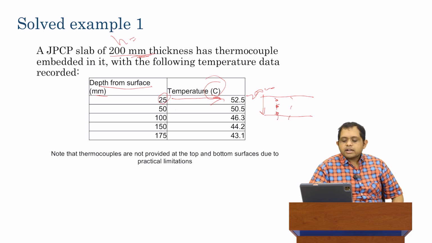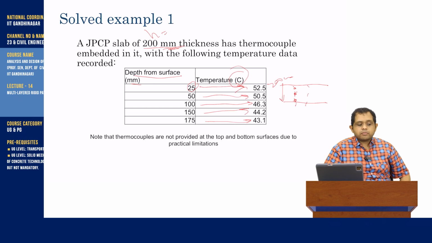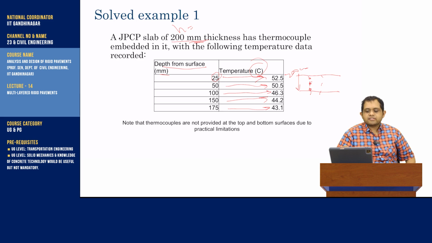Okay, given that another 25 below that, at 50 it has a lower temperature of 50.5 degrees Celsius. So about 25 below the first thermocouple, we saw a reduction in temperature of about 2 degrees Celsius. At a depth of 100 the temperature was measured to be 46.3 degrees Celsius. At 150, 44.2 degrees Celsius, and at 175 mm, 43.1 degrees Celsius.